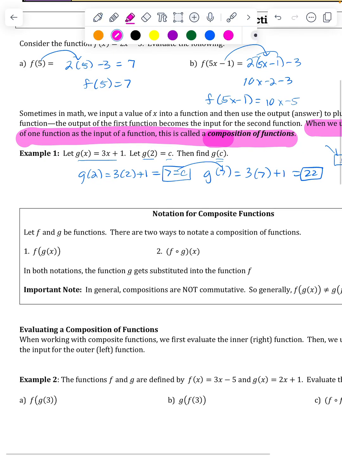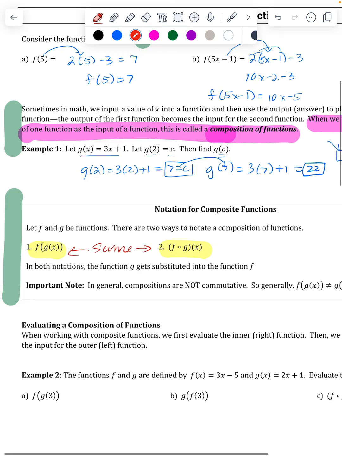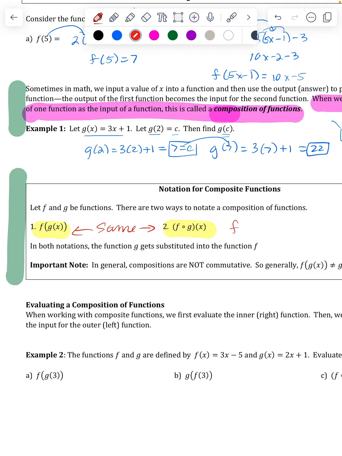So then for our notation, there are two ways that you can write it, and you want to make sure you understand both. They both mean the exact same thing. So if you see this written in either of these two ways, these are the same. You would read them both f of g of x. And in both notations, the function g gets substituted into the function f. You're kind of working your way from the right to the left.